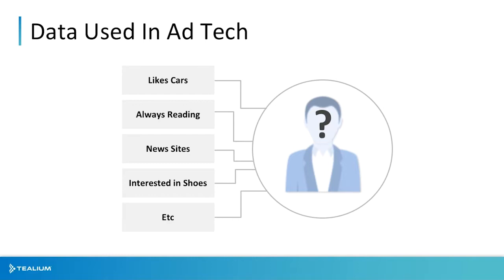Right now, data used in ad tech is kind of a silhouette, and you see that with a question mark on this image of a person here. You know the segmented things, such as here's 10,000 people that have indicated they liked cars. I'm not going to give you their names, but I have proof that they went onto car websites and looked at them. Same with always reading, same with news sites, same with being interested in shoes or some other product.